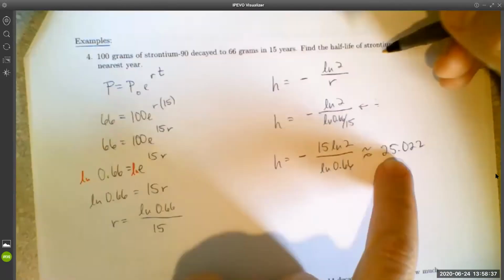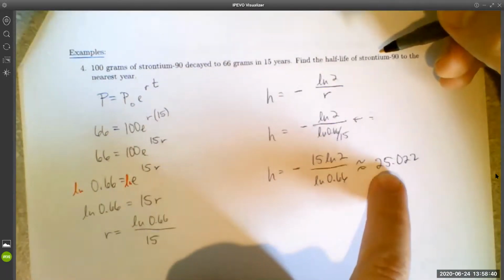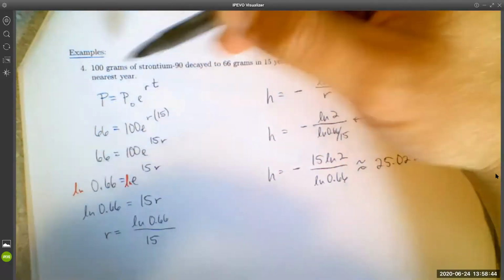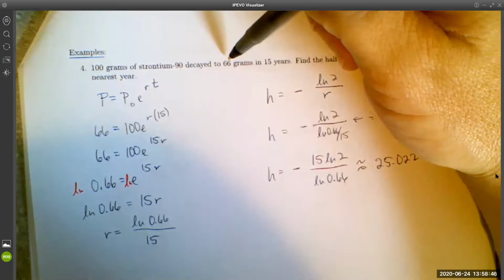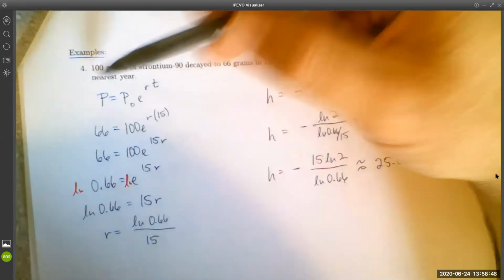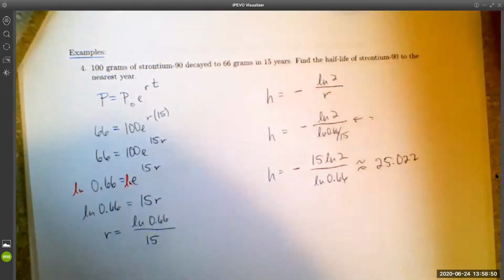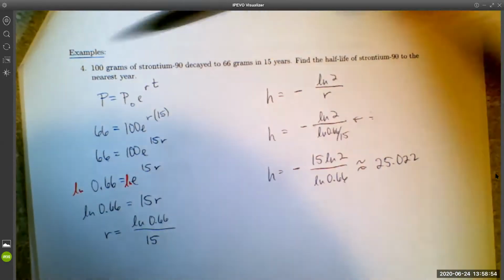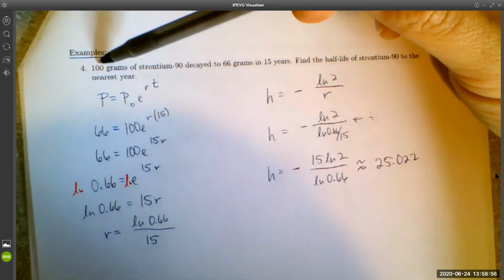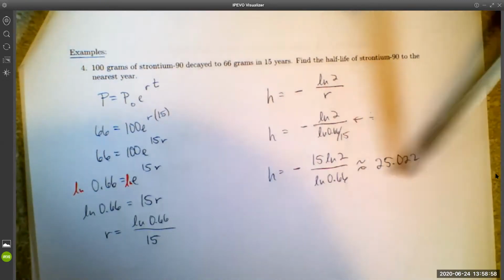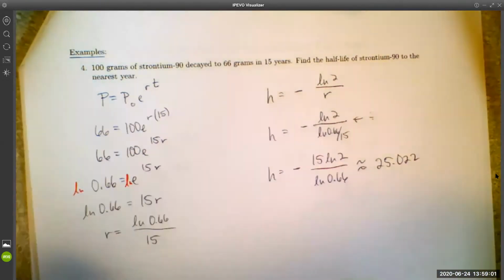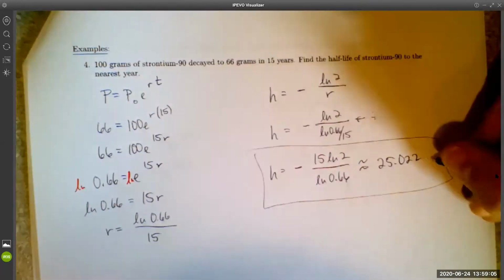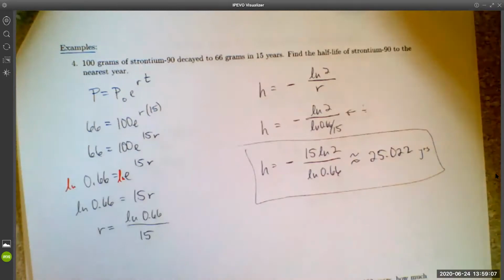So I guess 25 years would be the half-life, right? Now it makes sense that we're getting something bigger than 15 because it took 100 grams 15 years to decay to 66 grams, but half of 100 is 50, right? So it makes sense that it's going to take longer than 15 years for 100 grams to decay down to 50 grams, right? So it'll actually take a little over 25 years for that to happen. But there you go. There's our half-life. Years. Okay.